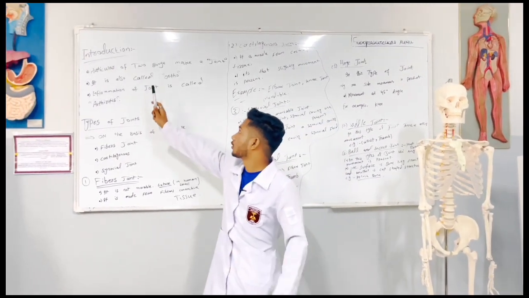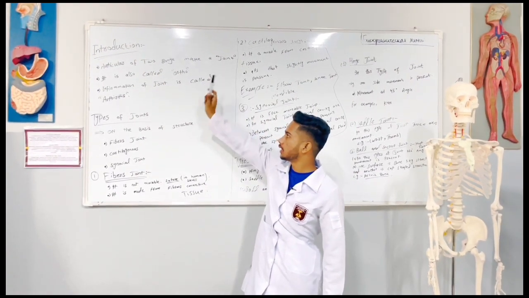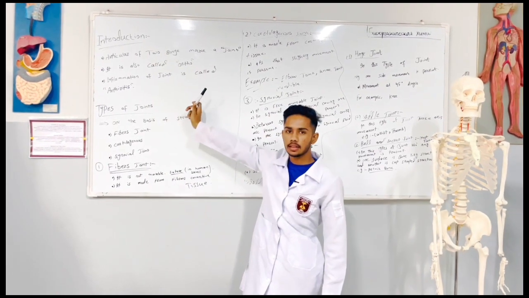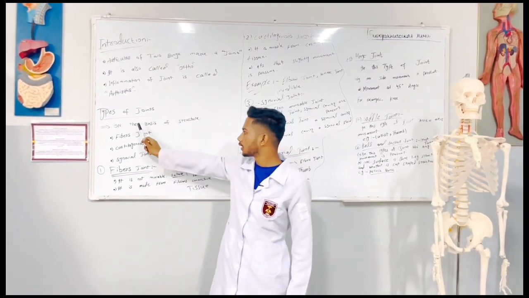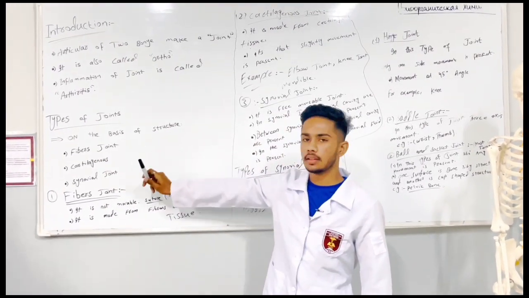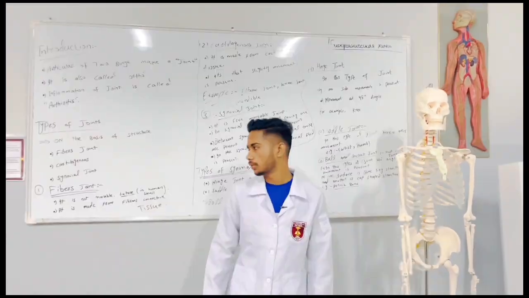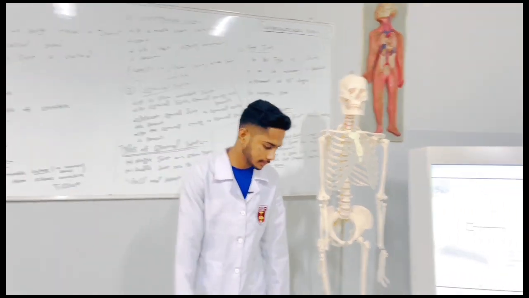Introduction. The articulation of two bones makes a joint. It is also called arthro. Inflammation of a joint is called arthritis. Types of joints on the basis of structure: fibrous joint, cartilaginous joint, synovial joint. Now we will explain the fibrous joint.